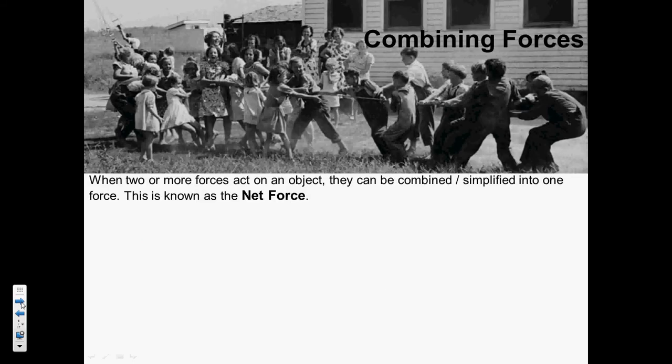Now, if we've got a couple of forces acting on something, we can simplify them all into one force that we call the net force. So, for instance, I've got all these kids pulling on a box. Let's say I had a box, and I've got person number one pulling this way with a force of maybe 10 pounds, and then a person over here pulling this way with 8 pounds.